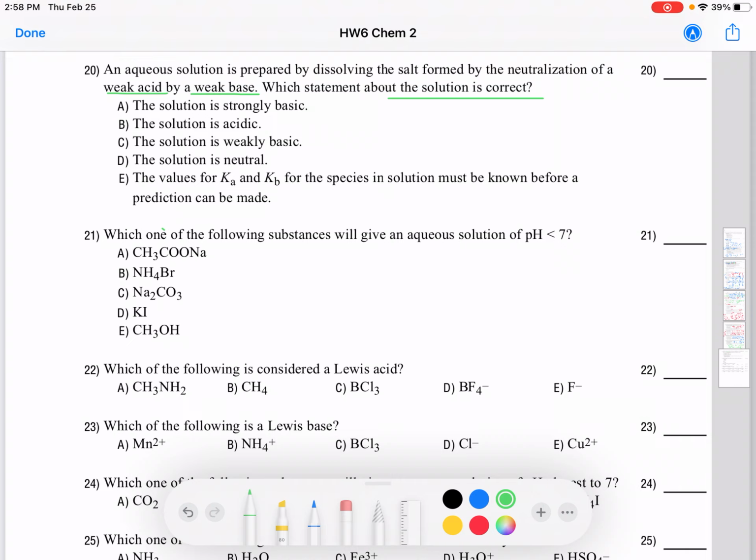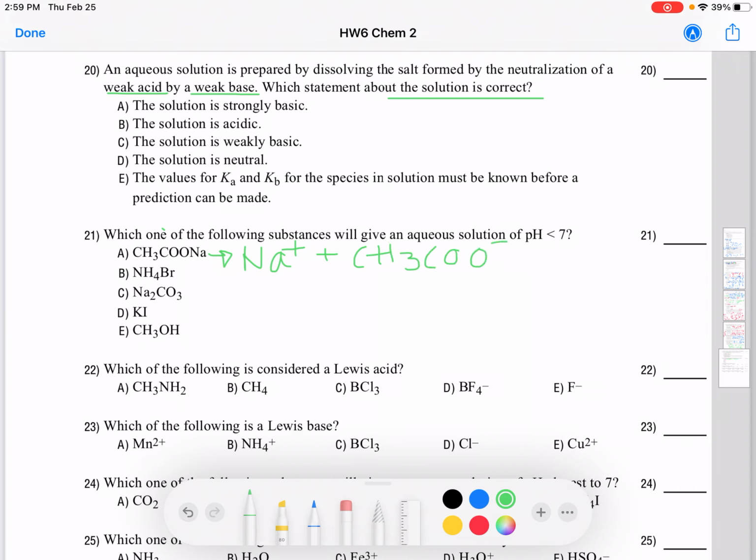Which one of the following will give an aqueous solution with pH less than 7? Meaning you have to look at all these combinations and see whether each is going to provide hydronium ions. Whichever produces hydronium ions is acidic, with pH less than 7. Let's look at sodium acetate, CH3COONa. We break this into ions. It will give you sodium ions and acetate ions.